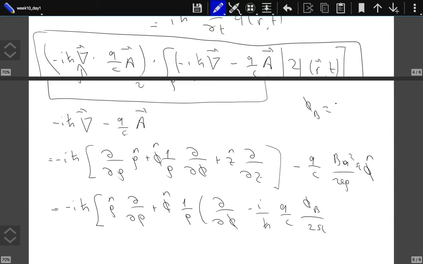I will define phi b as b times pi a squared, the total flux, basically, plus z hat del over del z. Compared with the case with zero magnetic field, I just need to replace the phi derivative with this derivative over here. That is the main difference. And that additional term is basically just a constant.